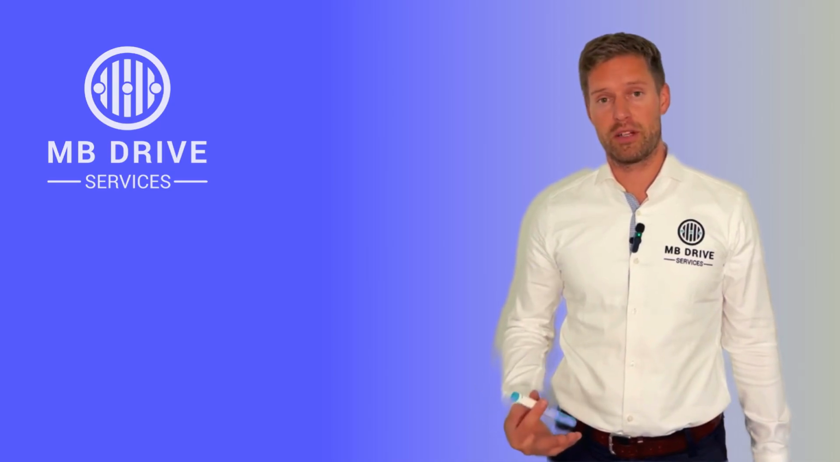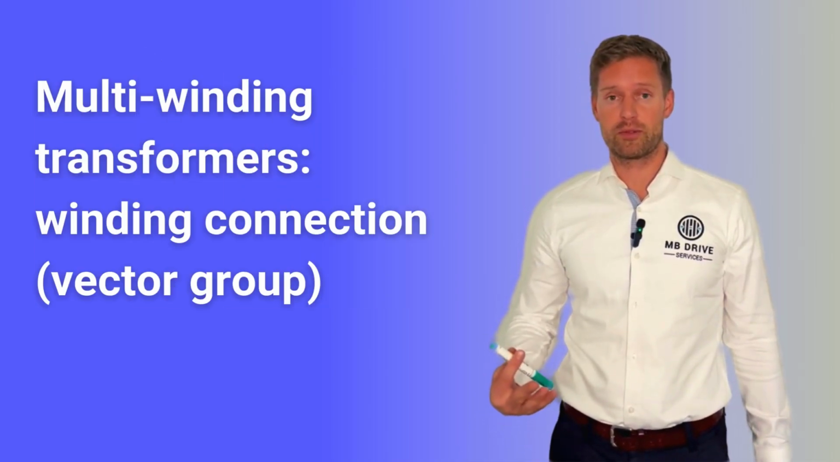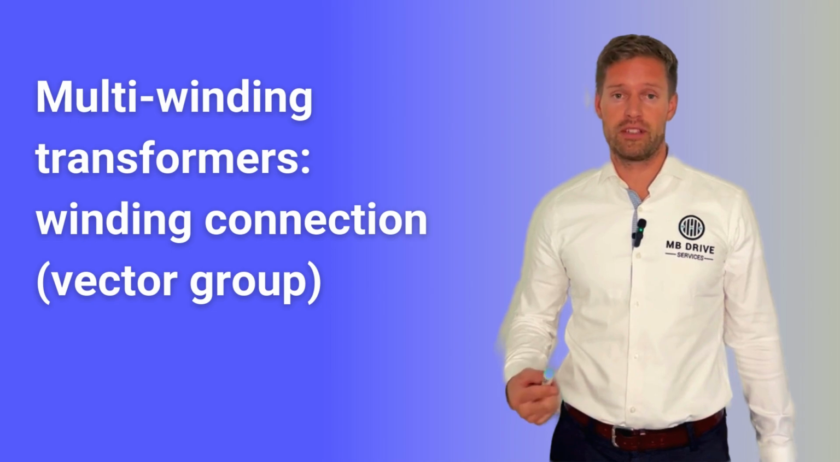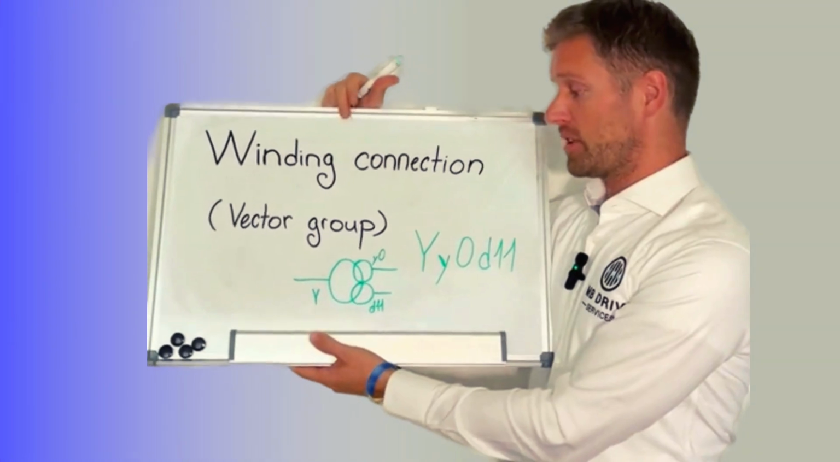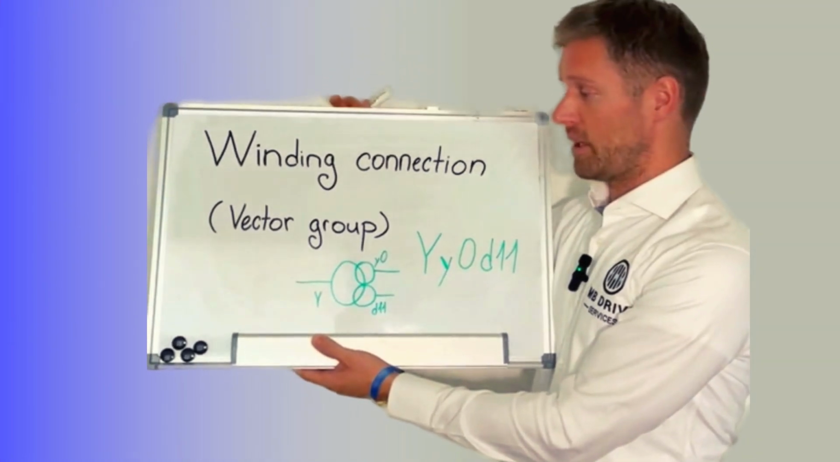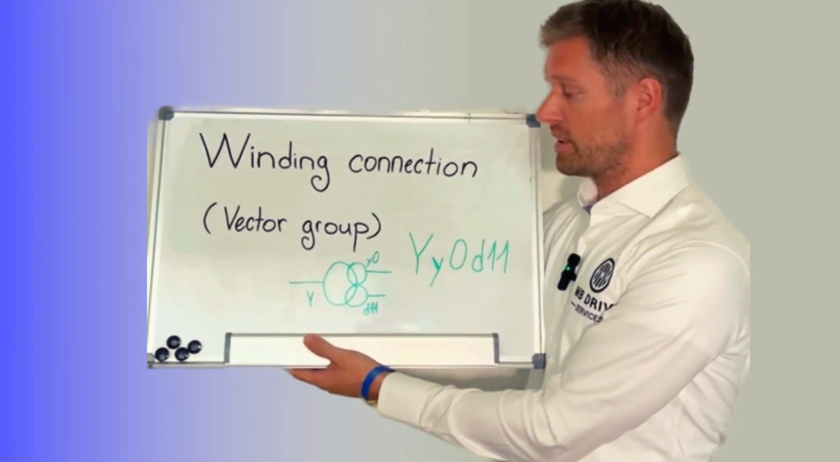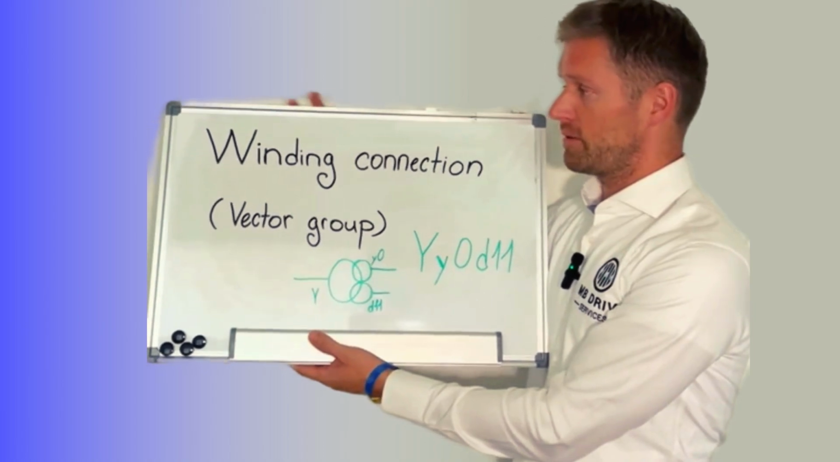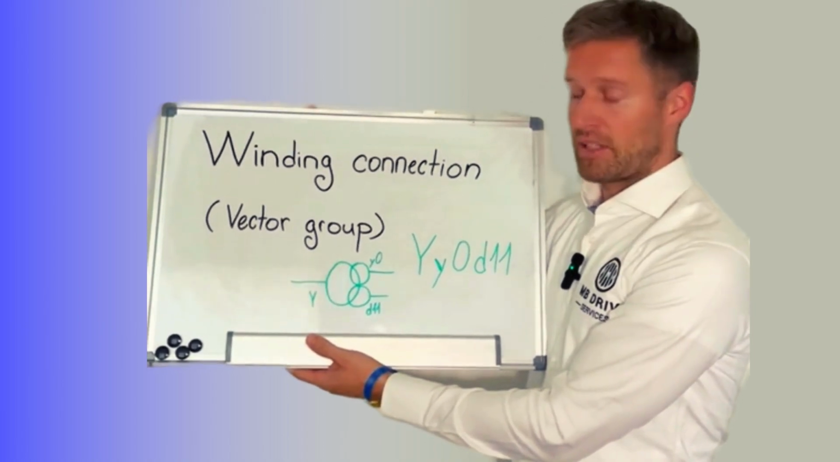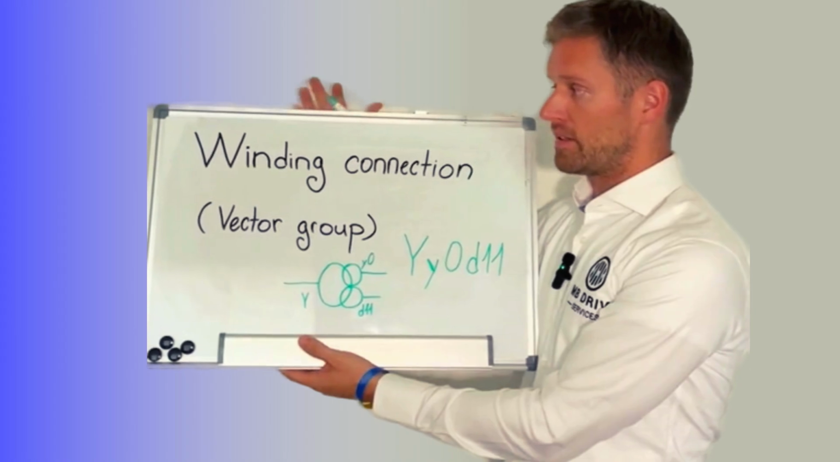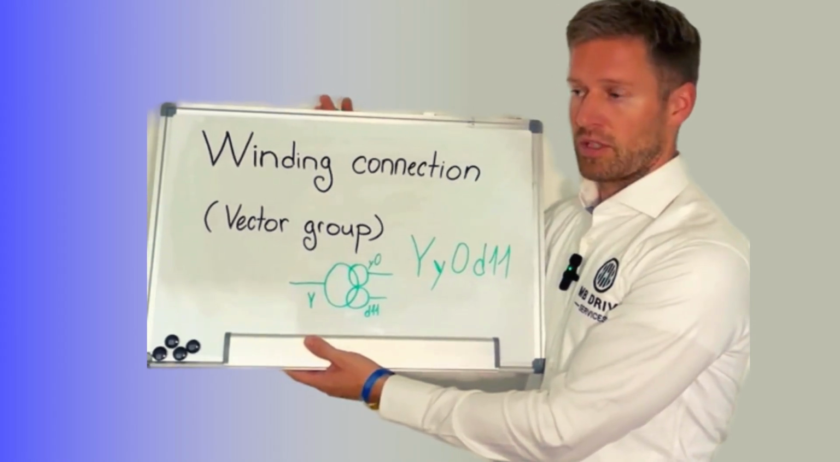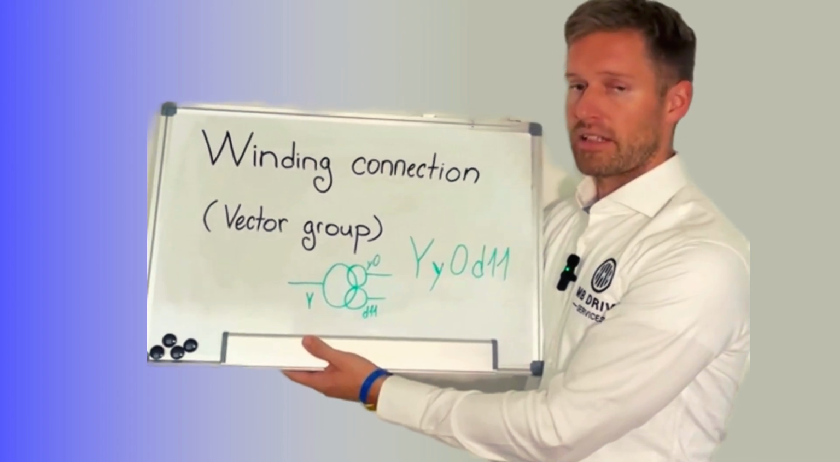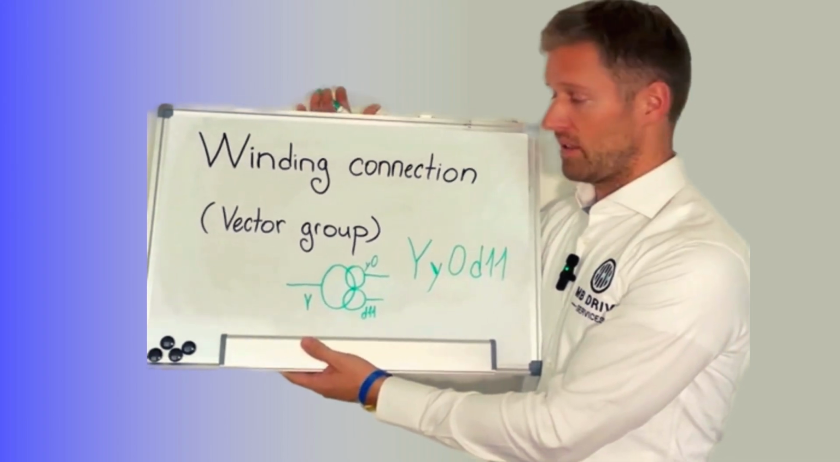Today we will talk about multi-winding transformers and specifically about the winding connection or vector group. Winding connection or vector group describes how the windings are connected inside the transformer with respect to each other, and the phase shift that is typically required in VFD applications to supply the rectifier and to eliminate harmonics.